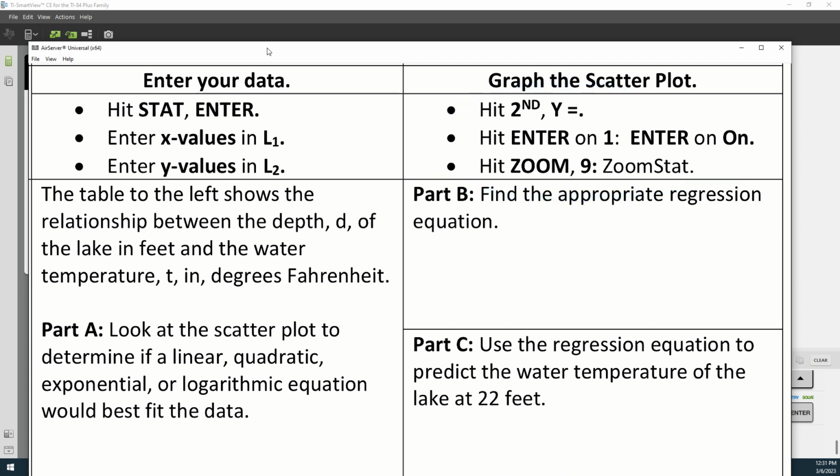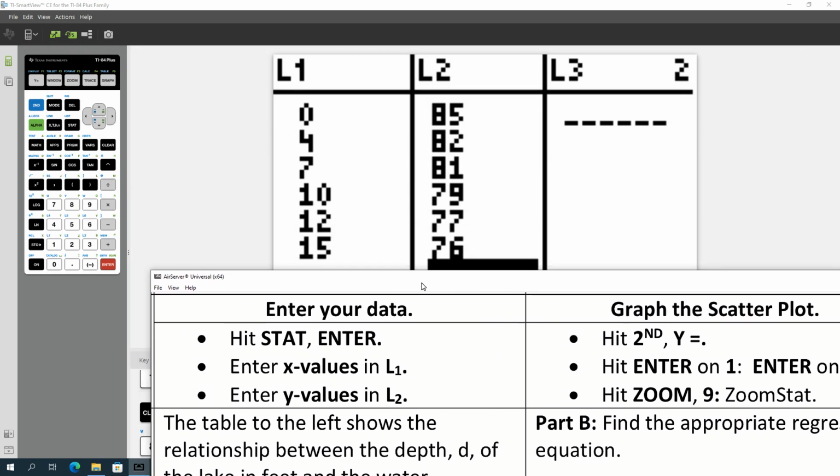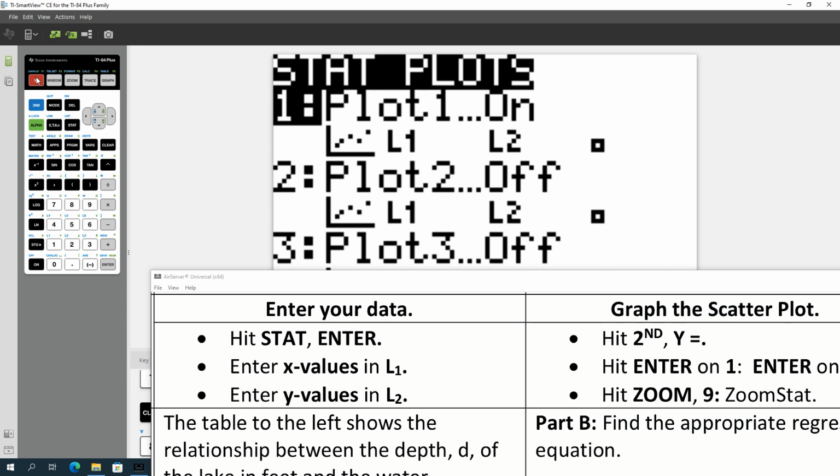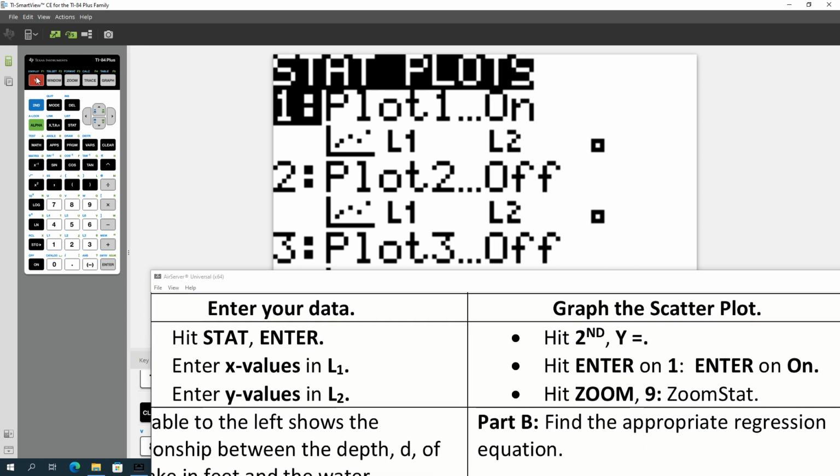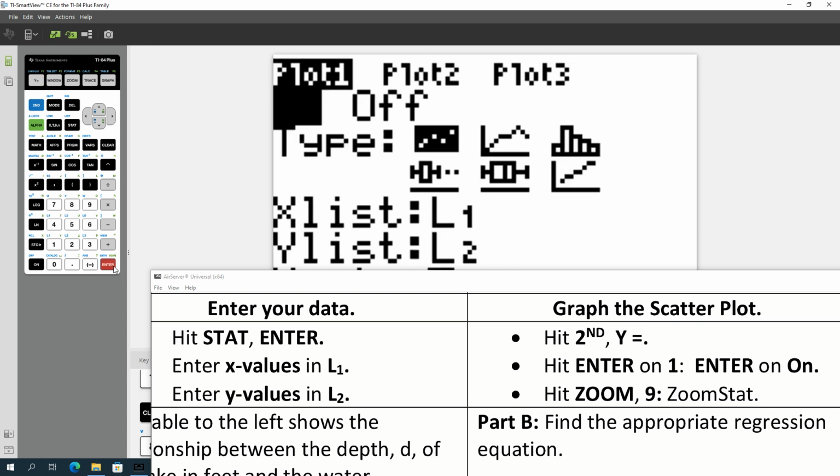All right, so we're going to start off and hit second and then Y equals. Now, if the person who used your calculator last class already did this, it might already be done for you. But when you hit second and then Y equals, this pops up. We're going to hit enter on number 1, and then we're just going to hit enter on the word On. It might already be dark, and that's okay. After you do this one time, unless you reset your calculator, it's going to stay turned on, so we won't have to turn it on every time.